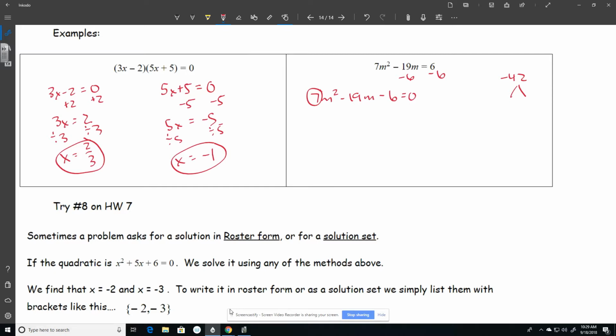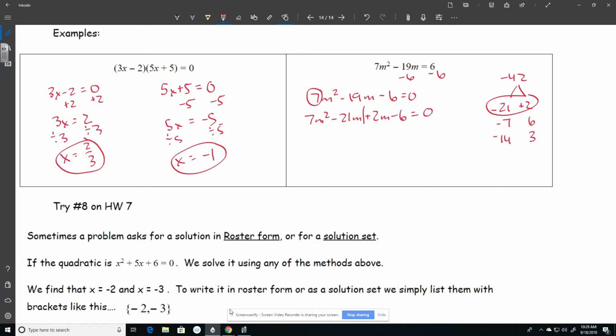So factors of 42 are 21 and 2, 7 and 6. We can also do 14 and 3. But they add up to a negative, and they multiply to a negative. So one of those has to be a negative. And since they add up, it's the bigger one. Negative 21 plus 2 equals negative 19. So that's what I'm going to use to factor. So 7m squared minus 21m plus 2m minus 6 equals 0.